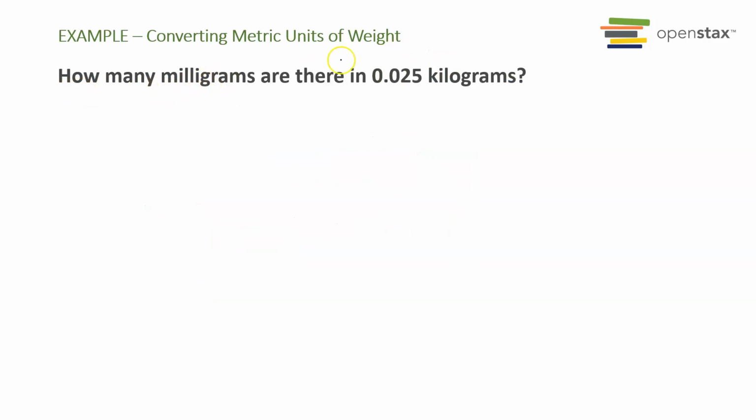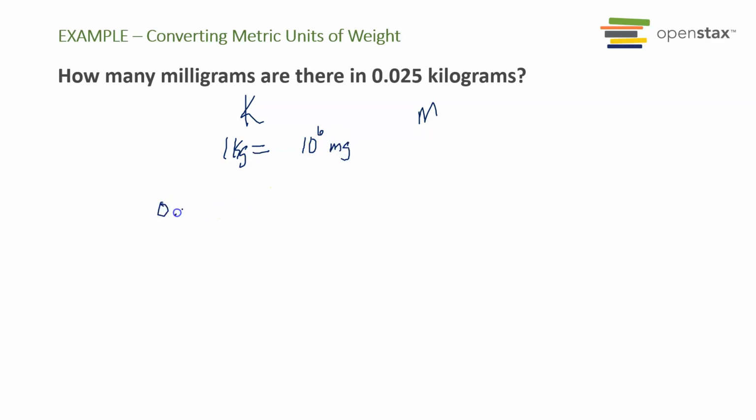So one more: how many milligrams are there in 0.25 kilograms? So we're going from a large unit of measure to a small unit of measure. So we're going from kilo down to milli, and so that is 10 to the 6th. So what that basically means is we move 6 places. So 1 kilogram is equal to 10 to the 6 milligrams.